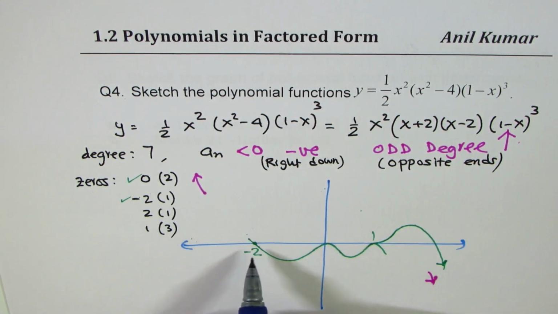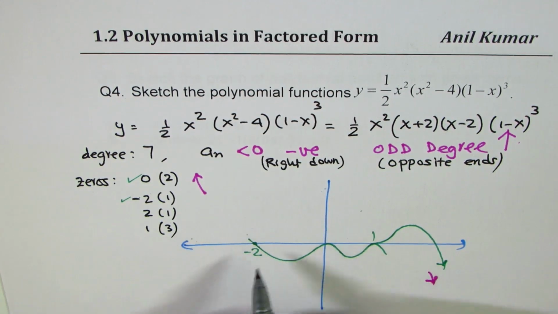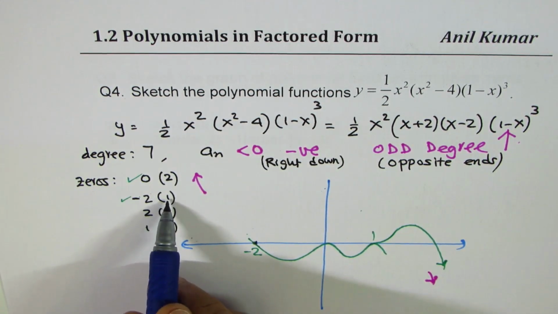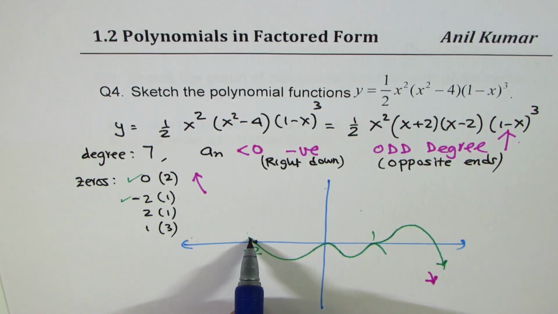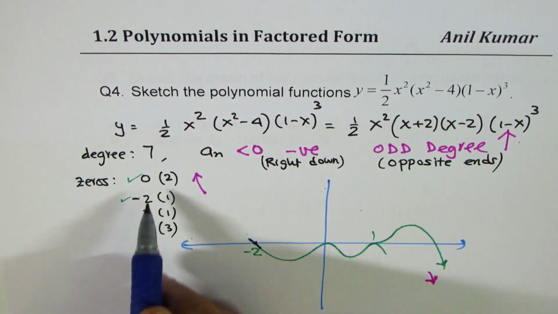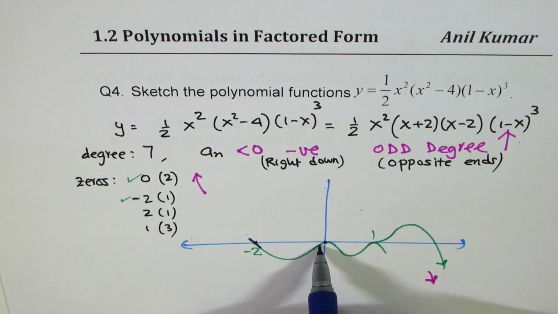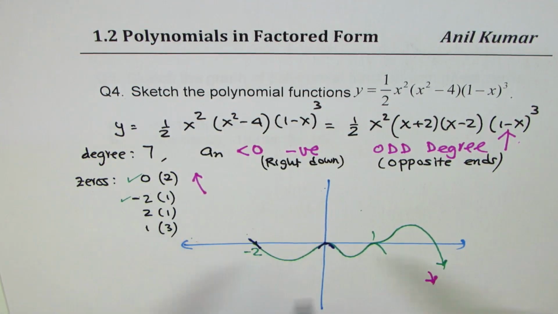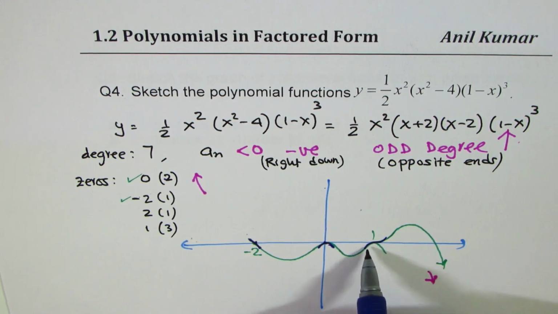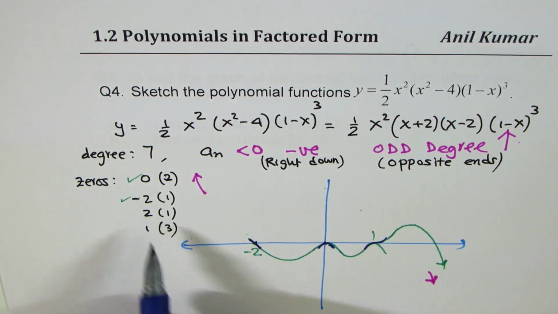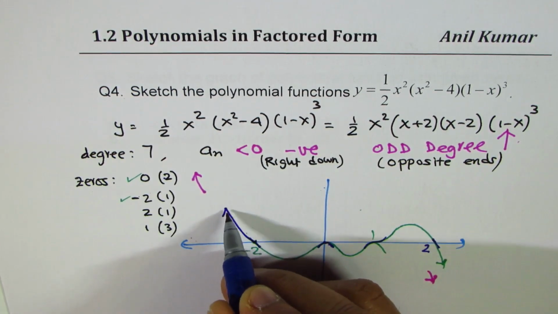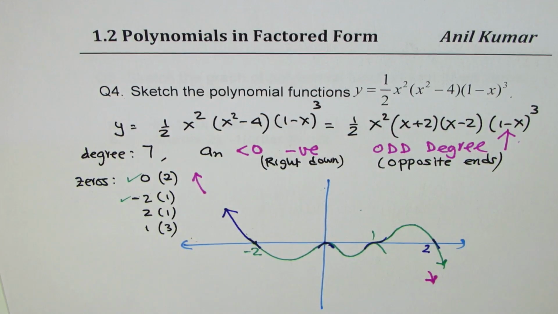So it's a good idea to always first mark these zeros, right? So -2 is our first zero, which is linear. So it'll go down. It's like a straight line. At 0, we have quadratic 0, order 2. At 1, it is cubic, right? So it'll turn like this. And at 2 is again linear, so it'll go straight at 2, right? So connecting these, we get our polynomial graph.